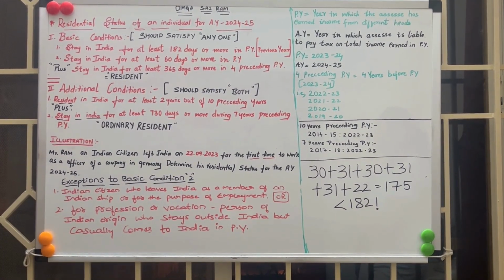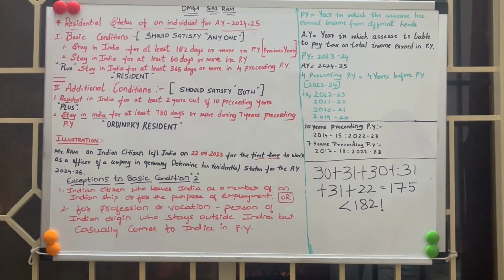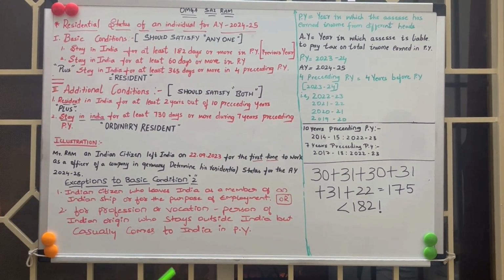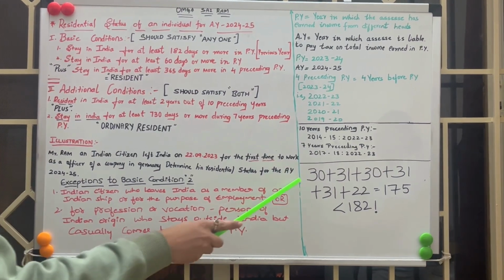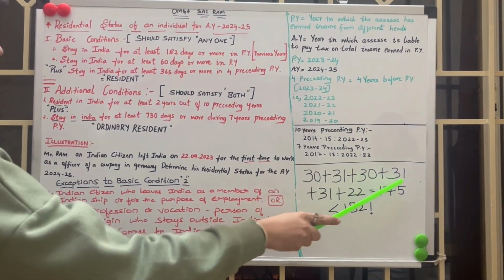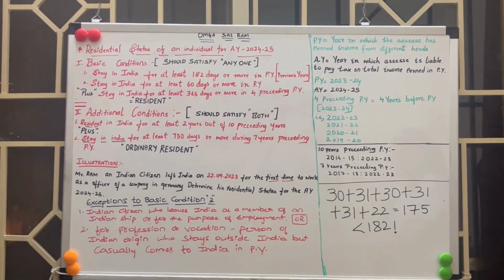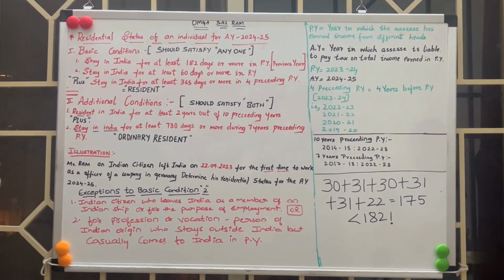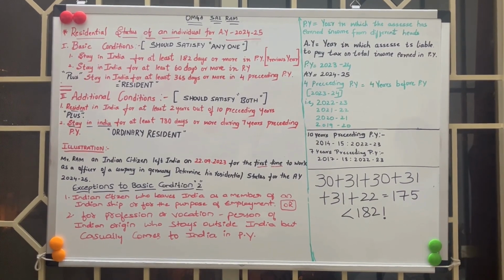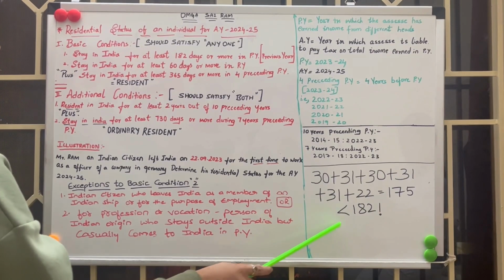Now, we should count the days from 1st April 2023 to 21st September 2023. Now let's count the number of days. 30 days in April, 31 days in May, 30 days in June, 31 days in July, 31 days in August, and 22 days in September. The day he left India will also be counted as a day he has stayed in India. So in total we get 175 days, which is less than 182 days.